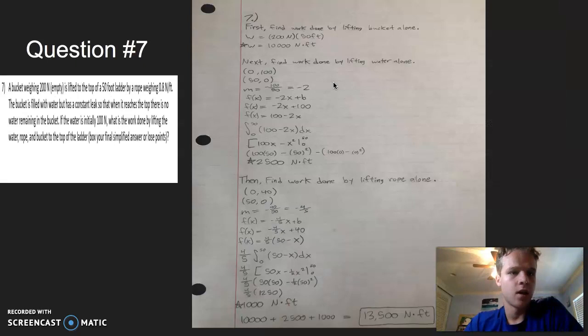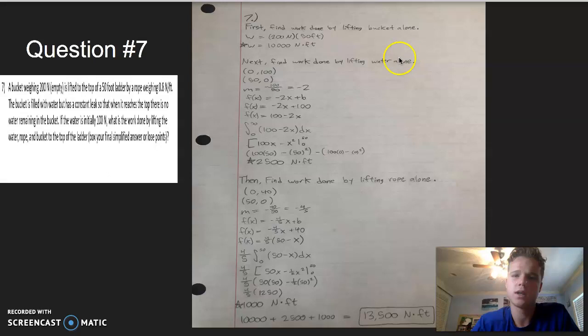Number 6. A bucket weighing 200 newtons empty is lifted to the top of a 50-foot ladder by a rope weighing 0.8 newton per foot. The bucket is filled with water but has a constant leak, so when it reaches the top, there is no water remaining in the bucket. If the water is initially 100 newtons, what is the work done by lifting the water, rope, and bucket to the top of the ladder?